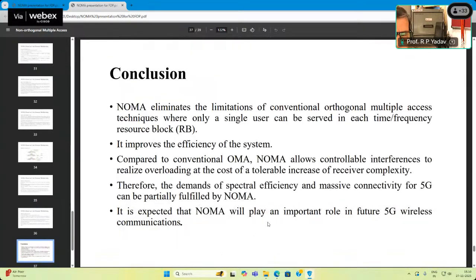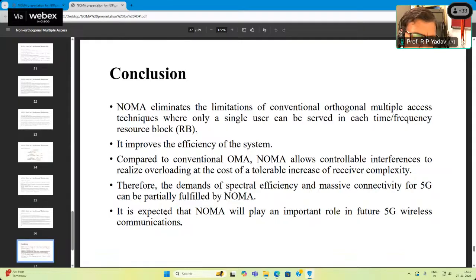So, in conclusion, NOMA eliminates the limitation of the conventional orthogonal multiple access technique, where only a single user can be served in each resource. It improves the efficiency of the system. Compared to conventional OMA, NOMA allows controllable interference to realize overloading at the cost of a tolerable increase of receiver complexity. Therefore, the demand for spectral efficiency and massive connectivity for 5G can be partially fulfilled by NOMA. It is expected that NOMA will play an important role in future wireless applications.